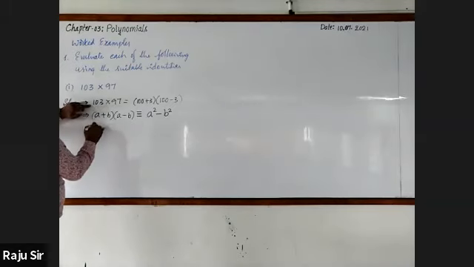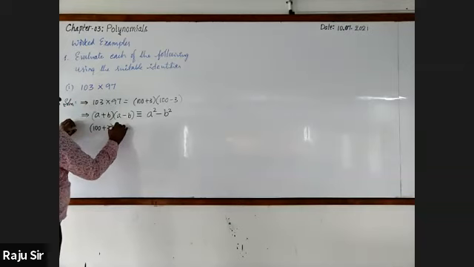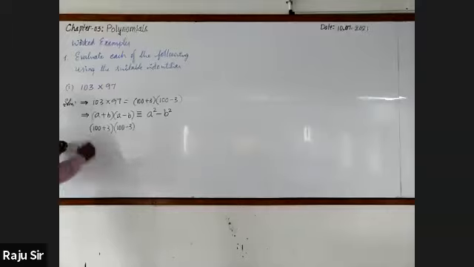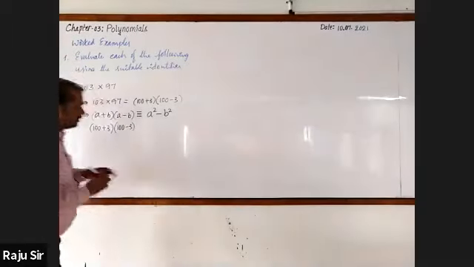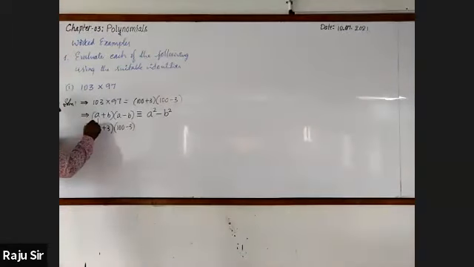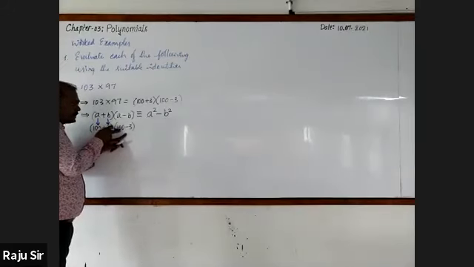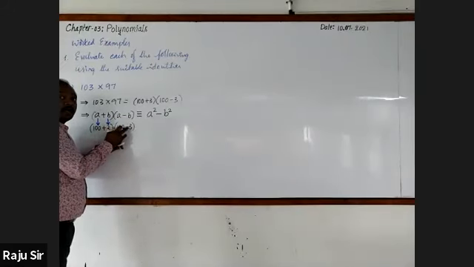Now I'm writing 103 as 100 plus 3 and 97 as 100 minus 3. Just copied as it is. Now you look at the identity. Could you tell what is in place of A? 100. What is in place of B? 3. And please observe here, A is 100 and B is 3, not minus 3.